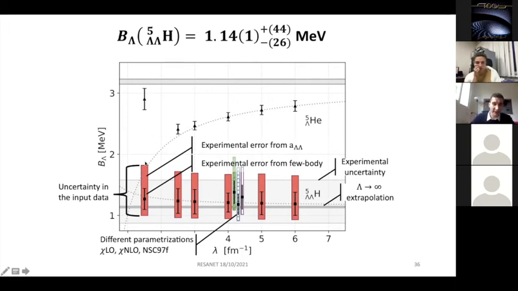But the point is that by using our theory for a double lambda, we can actually predict something that has not been experimentally measured yet. In fact, what we find is that this system is consistently bound, even in the contact limit, with a binding energy of 1.14 plus minus some error band. And we can also estimate the error band of our theory.